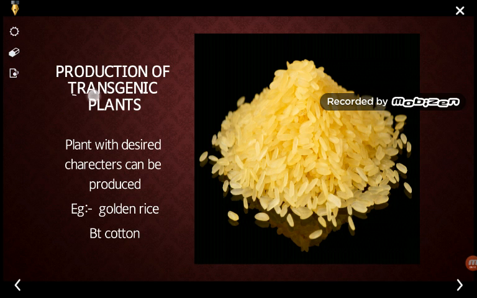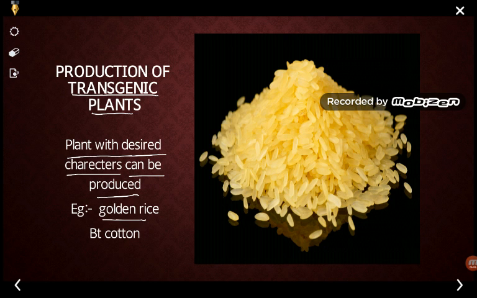The next application is the production of transgenic plants. By using genetic engineering techniques, transgenic plants with the desired characters can be produced. Whatever character we need, those desired characters can be introduced into the plants. This technique involves the introduction of the required gene. We first isolate our gene of interest from another organism, and then we replace it, and in this way we can get a new variety. Example: golden rice. Golden rice is one of the transgenic plants.